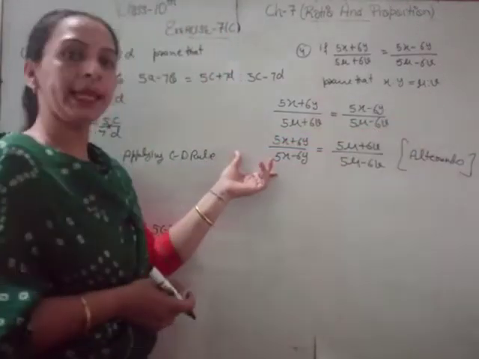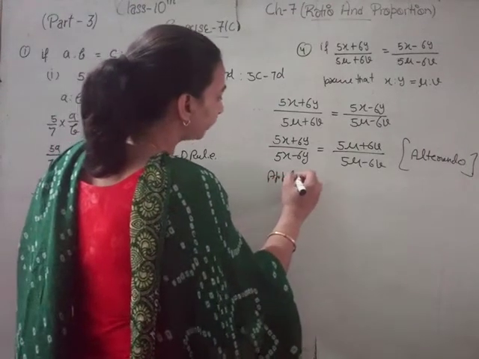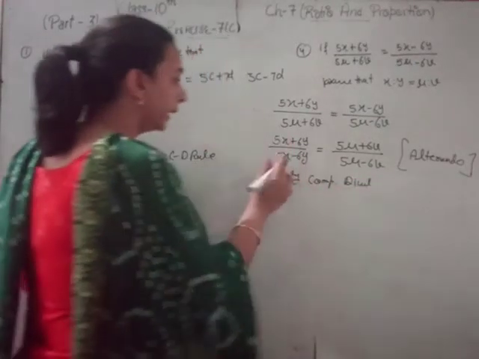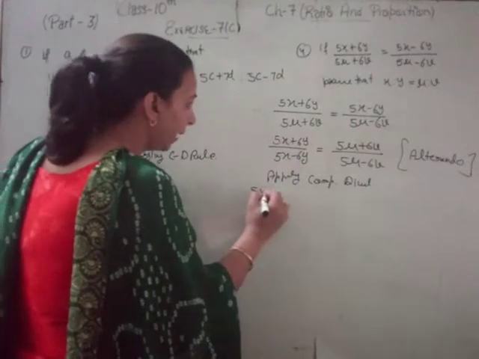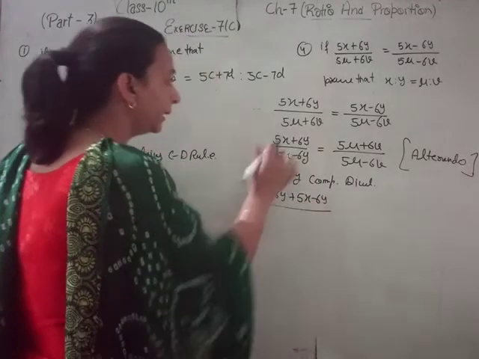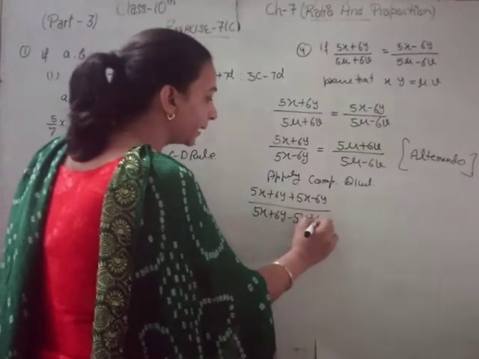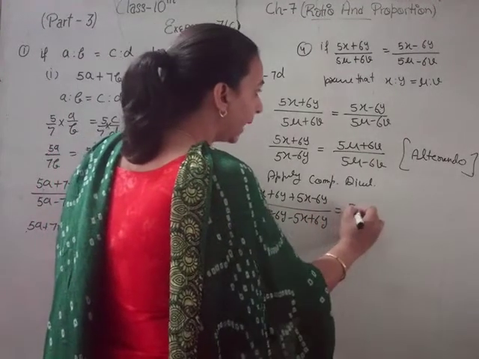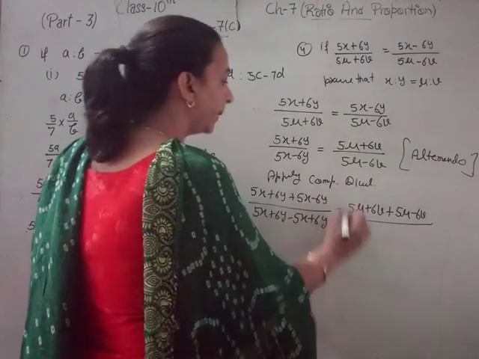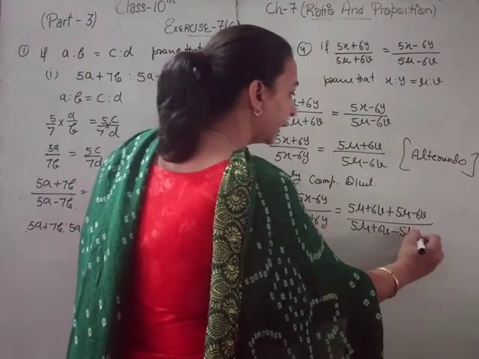Then again we apply CD rule, that means componendo and dividendo. Then according to componendo and dividendo, 5x plus 6y plus 5x minus 6y divided by 5x plus 6y minus 5x plus 6y. Same here, 5u plus 6v plus 5u minus 6v divided by 5u plus 6v minus 5u plus 6v.